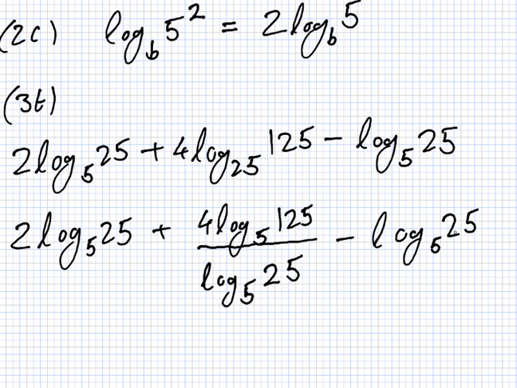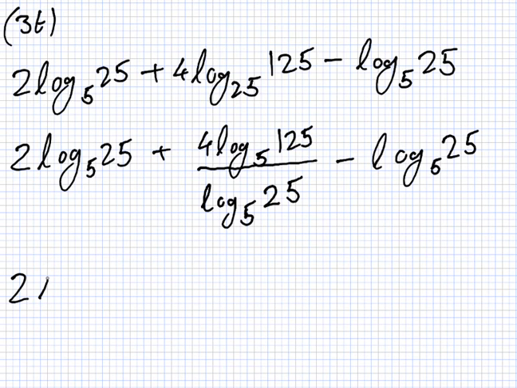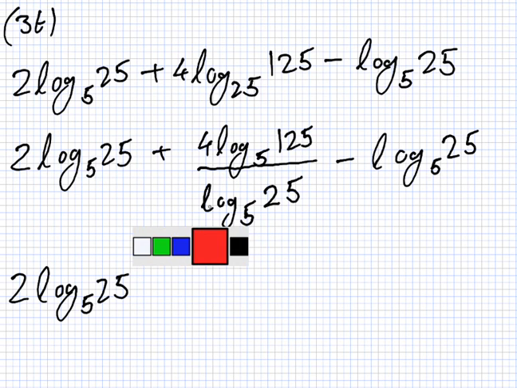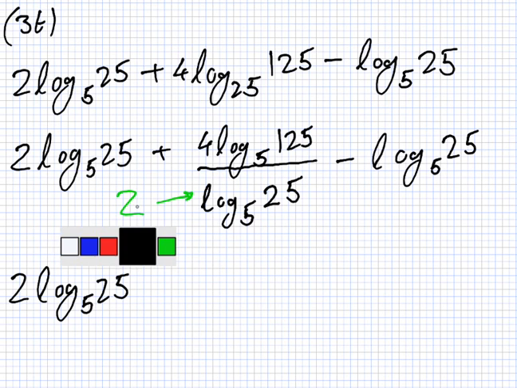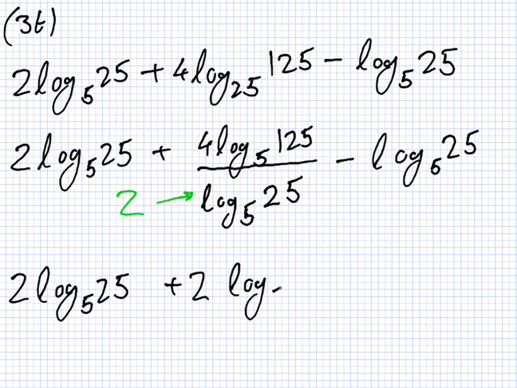Now what is log 5 of 25? 2. So this is 4 over 2. This here at the bottom is a 2. So 4 over 2 makes 2. Okay, so what should I do next? Subtract, yeah, which 2?